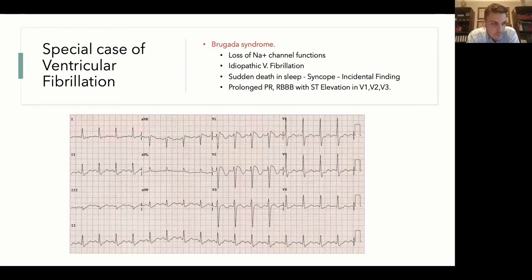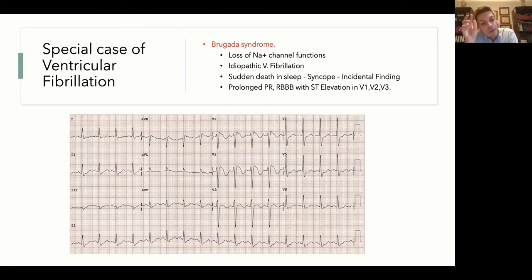Okay, so this is a bit more specialized, but I find it interesting. That's why I included it in this part of the lecture. Brugada syndrome is an inherited loss of sodium channel function that leads to idiopathic ventricular fibrillation. And this is from young people all the way to older guys. So it may present with sudden death in sleep, with syncope, or it can be found at random on an ECG strip if you're lucky.